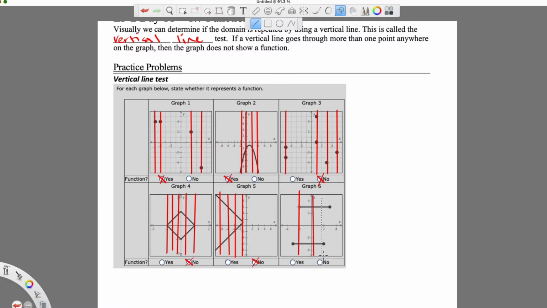So this one does not pass overall. It's only that one line. I wanted to make that clear. So I almost checked yes on that one. So this one's a no.